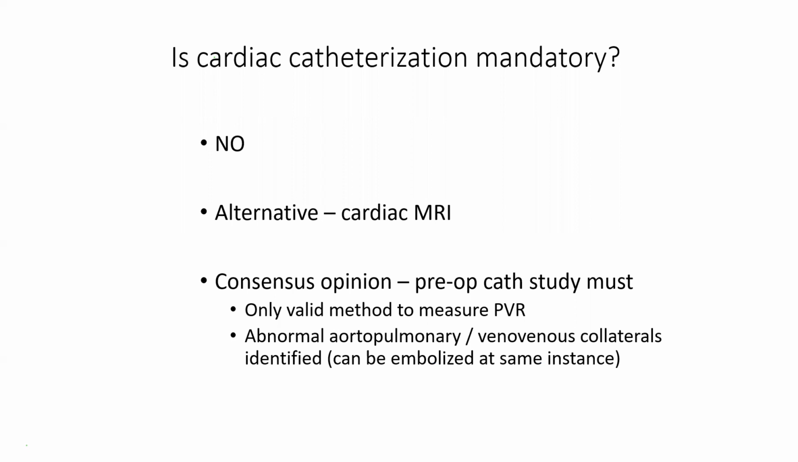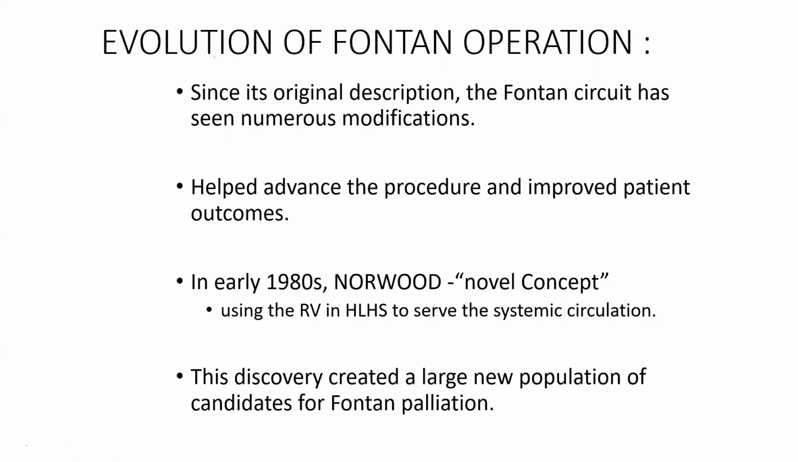Pre-op cath is the only valid method to measure the PVR, and to assess abnormal aortopulmonary collaterals and venovenous collaterals. If there is a need, we can embolize them. So this is the upper hand of cardiac catheterization over MRI. If someone asks why not MRI, MRI will not tell this. PVR we cannot calculate exactly. Abnormal venous collaterals we also can't see, and if we want to embolize, that also can't be done on MRI. So, as I told, nowadays it's done as a two-stage Fontan.